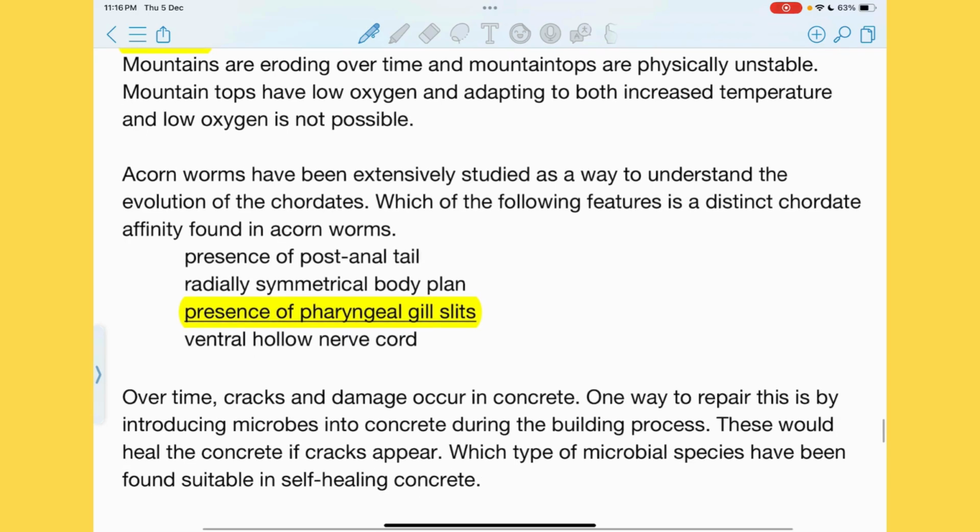The next question says, acorn worms have been extensively studied as a way to understand the evolution of the chordates. Which of the following features is a distinct chordate affinity found in acorn worms? So you know the scientific name of the acorn worms. This is Enteropneusta.